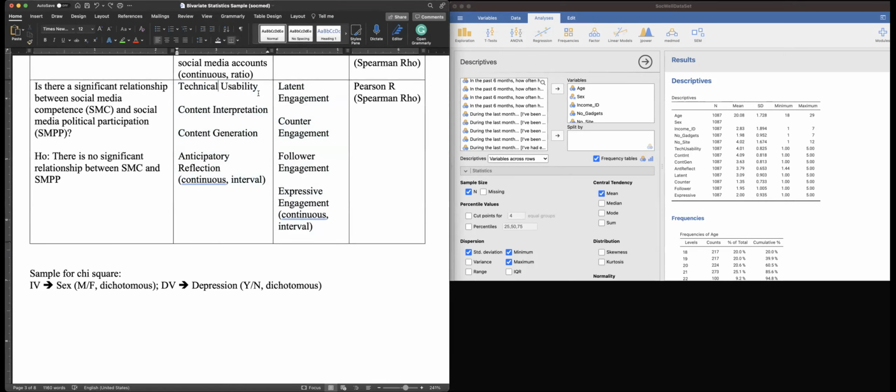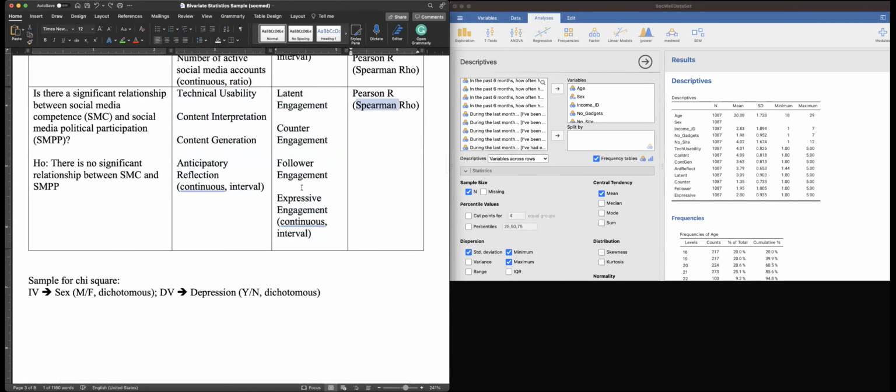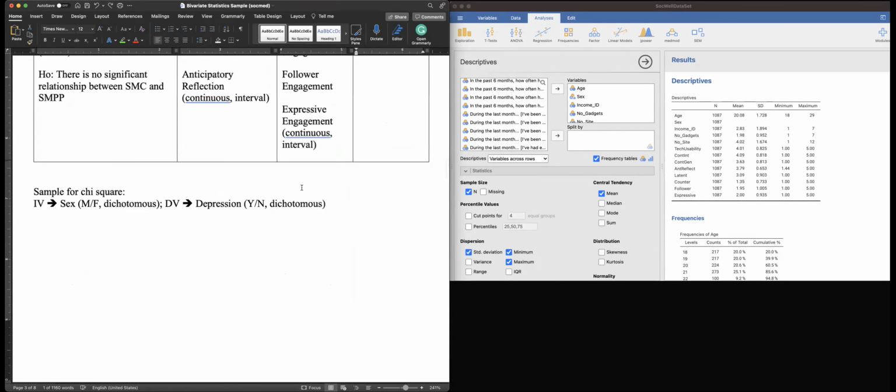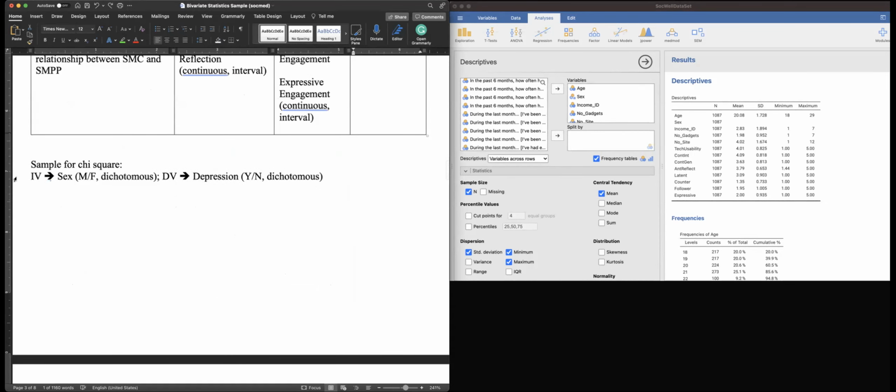So we have technical usability. So we had this, both are intervals, so we're going to use Pearson R or Spearman-Rho for non-parametric. These two questions do not have chi-square, so I'll just give an example for a sample of chi-square later.